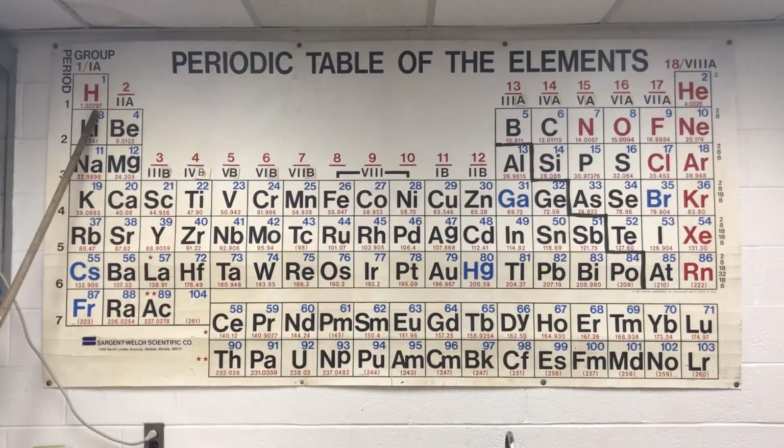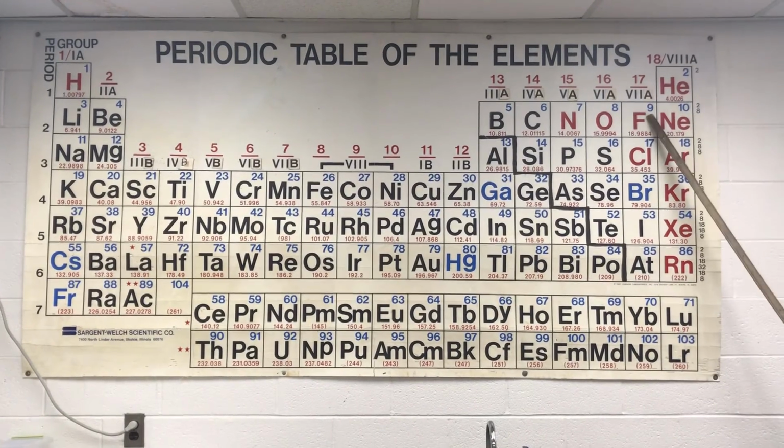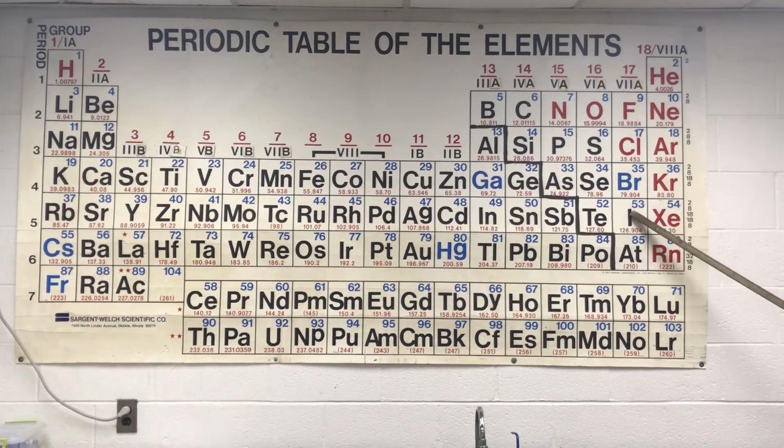A diatomic molecule is a molecule consisting of 2 atoms of the same element. These molecules are hydrogen, nitrogen, oxygen, fluorine, chlorine, bromine, iodine.